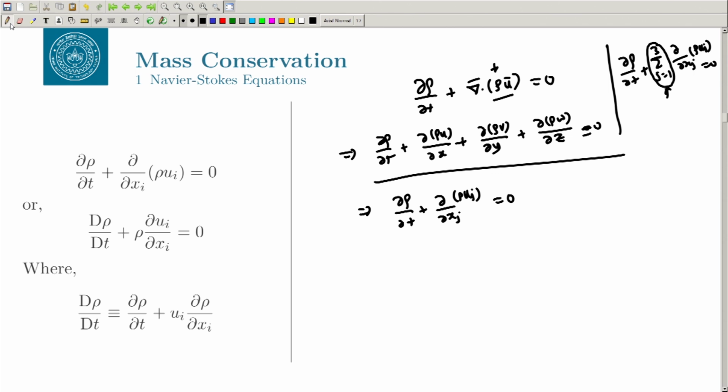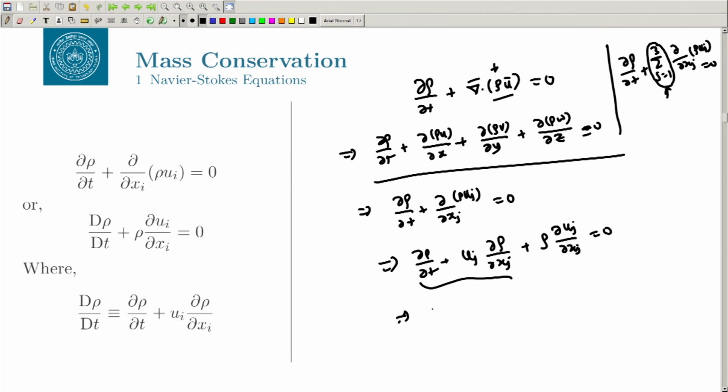So, what you can do, you can write it as d rho by dt plus u_j del rho by del x_j plus rho del u_j by del x_j equal to 0. Okay. Now, what is this quantity?